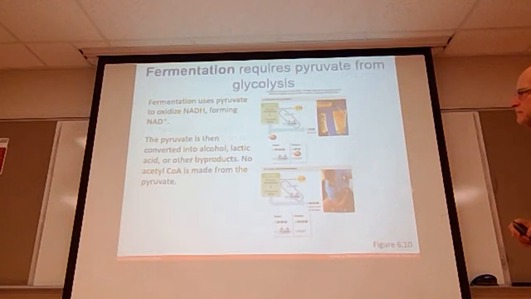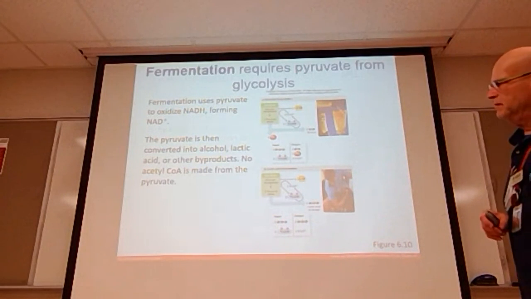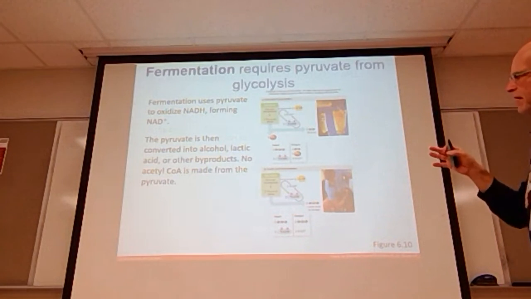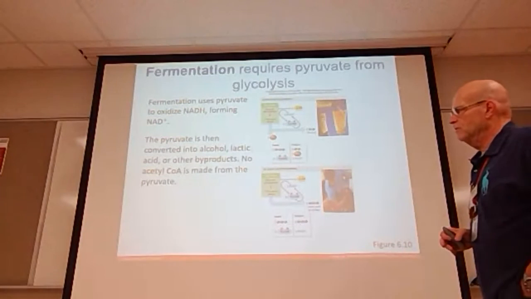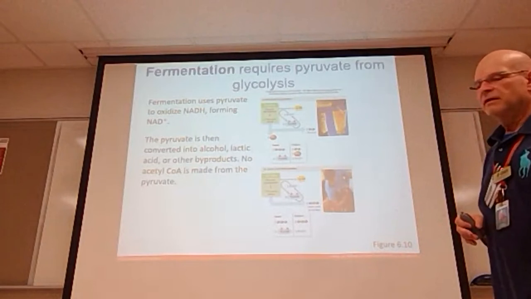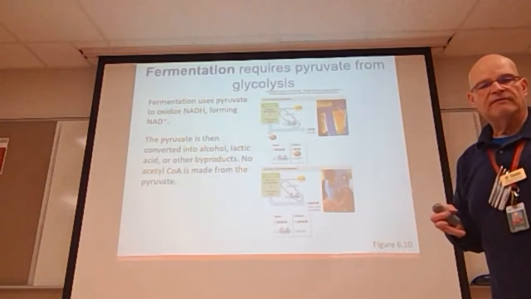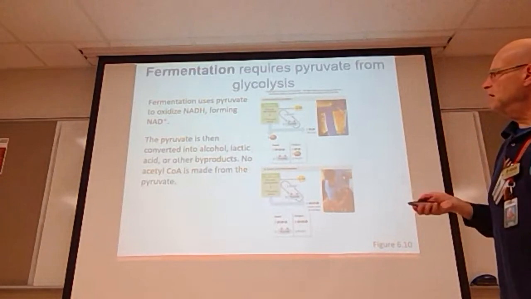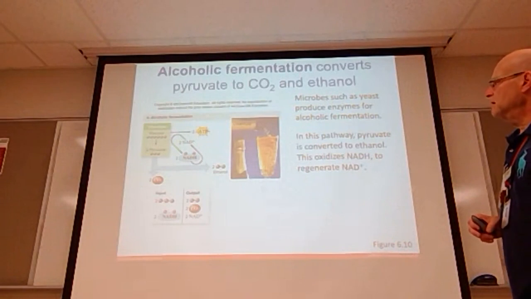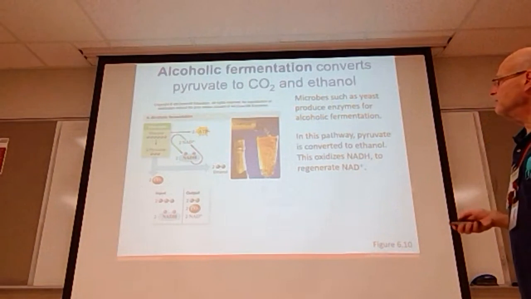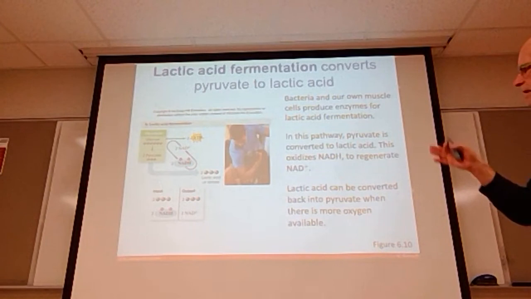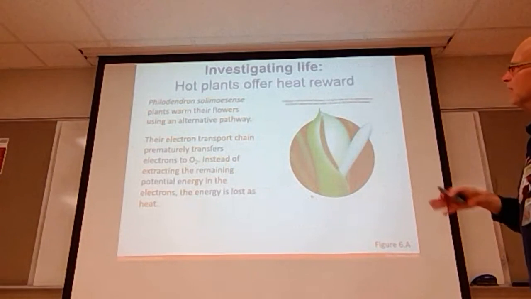Fermentation uses pyruvate to oxidize NADH, forming NAD plus. The pyruvate is then converted into alcohol, lactic acid, or other byproducts. No acetyl-coenzyme A is made from the pyruvate. Therefore, no acetyl-coenzyme A, no need to have a Krebs cycle. So everything is done through glycolysis. And again, your textbook talks about champagne production, talks about alcoholic fermentation, also talks about lactic acid fermentation. And I went through both of those.